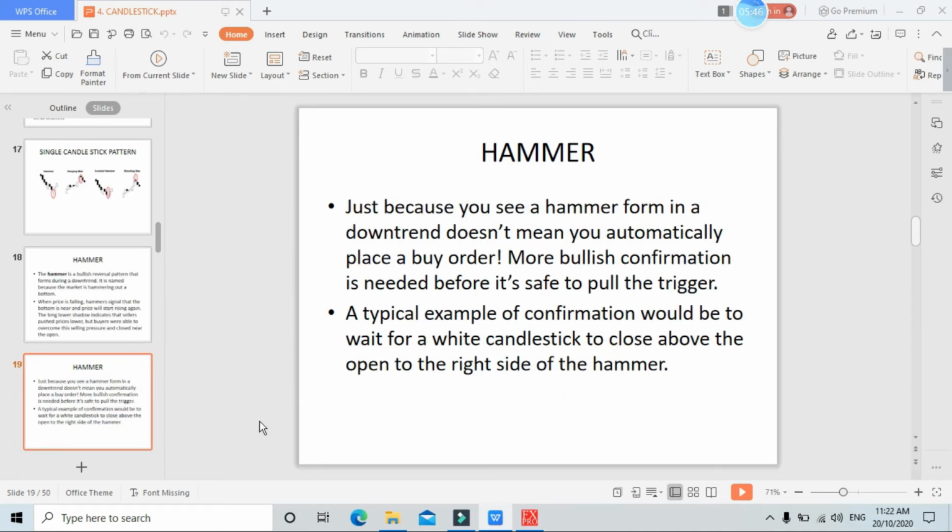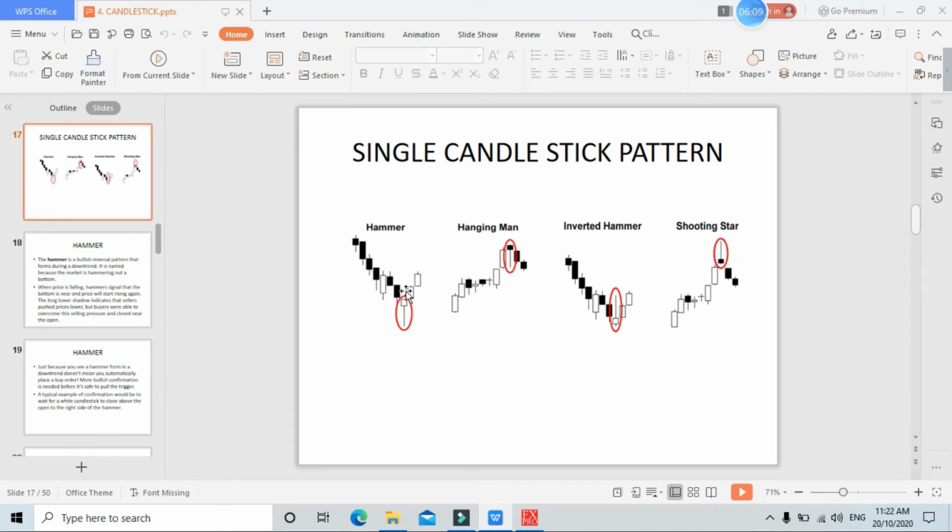Just because you see a hammer form in the downtrend doesn't mean you automatically place a buy order. You can't do that. More bullish confirmation is needed before it's safe to pull the trigger. A typical example of confirmation would be to wait for the white candlestick to close above the open on the right side. So after you see a hammer, it's better you see the right candle. This is the right candle. After you see the next right candle as white, then maybe you can think of doing a buy here.